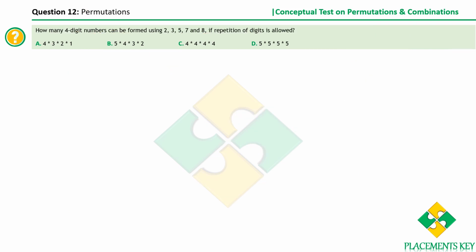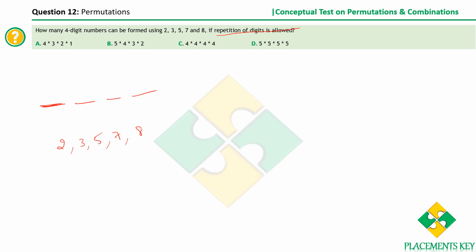Let's solve the next question. It's very similar to this, just that repetition of digits is allowed here. In the previous case, there was no repetition allowed. Now the repetition is also allowed. So 1, 2, 3 and 4. Again we have 2, 3, 5, 7 and 8.